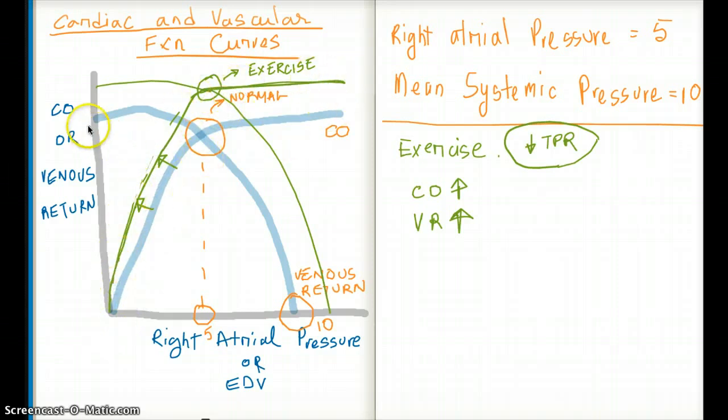And what about venous return? This blue line coming down was our original normal venous return. But since we're exercising, our venous return is also going to go up. But our total peripheral resistance is coming down.